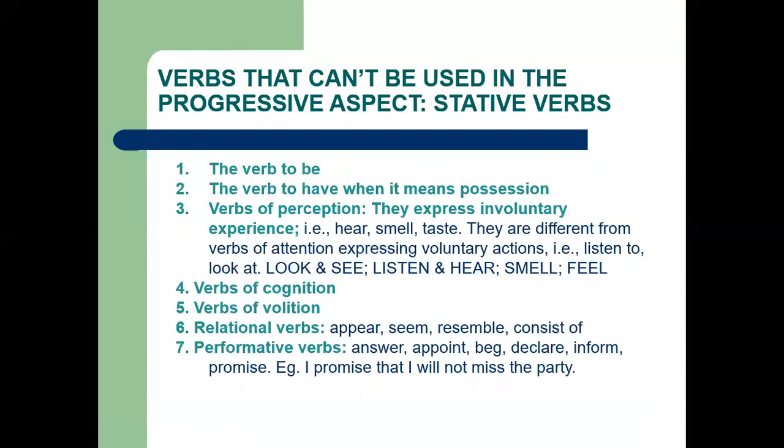We discussed this last class, verbs that can't be used in the progressive aspect. These are called stative verbs. The verb to be, the verb to have, meaning possession, verbs of perception: hear, smell, taste. There's a difference between verbs of perception and verbs of attention that express voluntary actions.